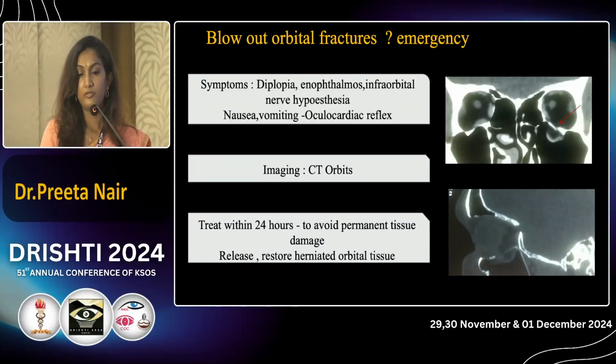So a blowout fracture, is it an emergency? These patients usually present with complaints of diplopia, enophthalmos, infraorbital hypoesthesia with associated complaints of nausea, vomiting. And when such a patient presents to you, it's important that you advise emergency CT orbits. And if you see an entrapped muscle or orbital fat, it has to be repositioned back. The entrapped muscle has to be released and the orbital tissues have to be restored back into position.